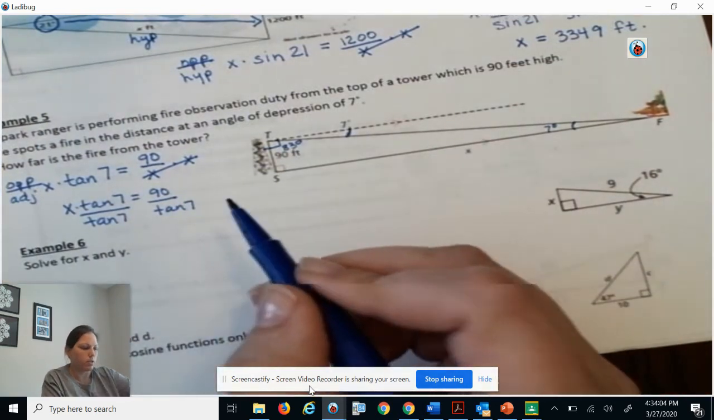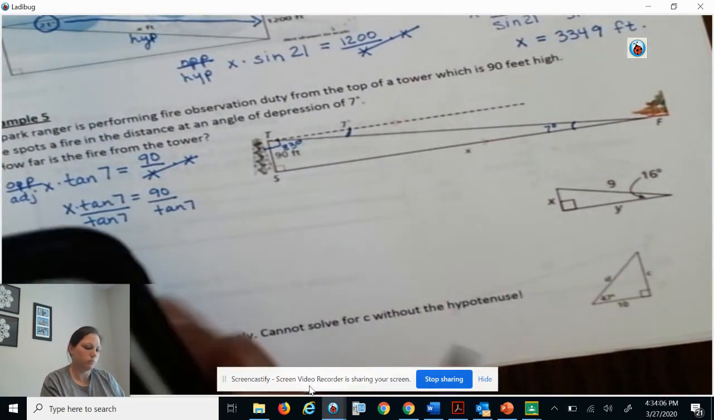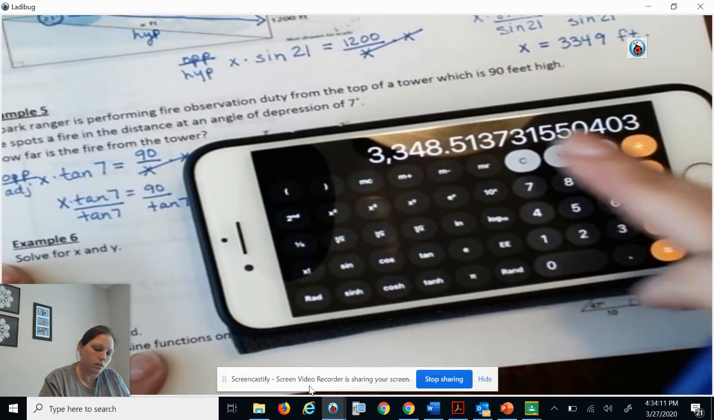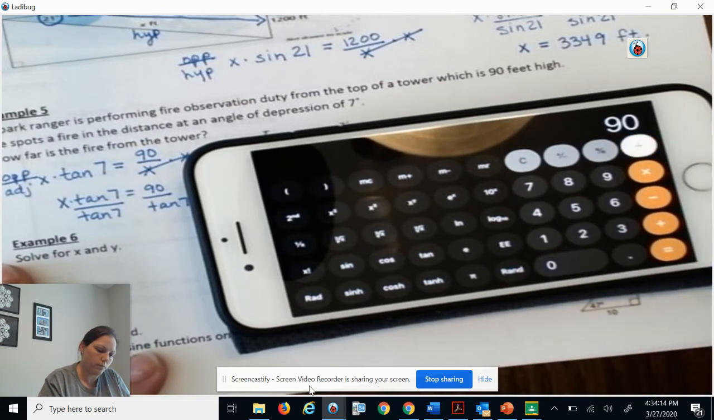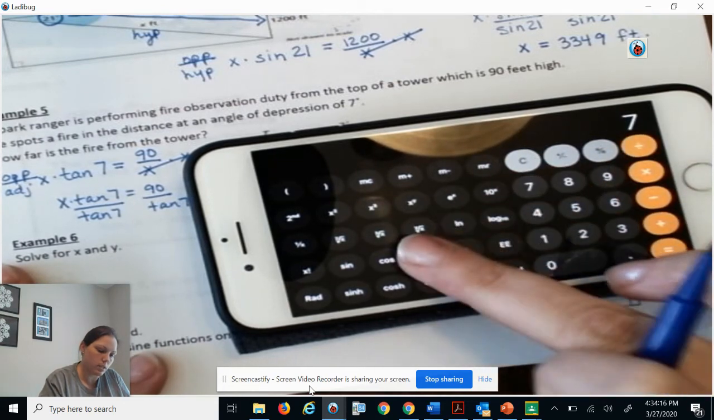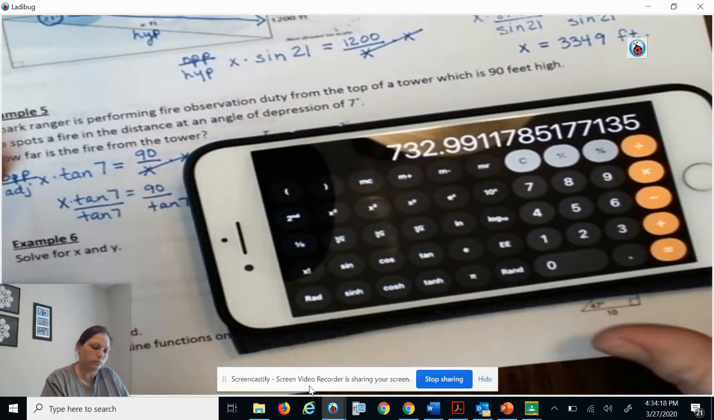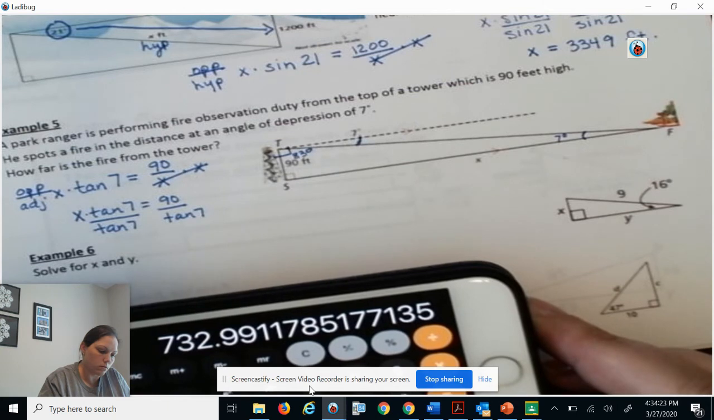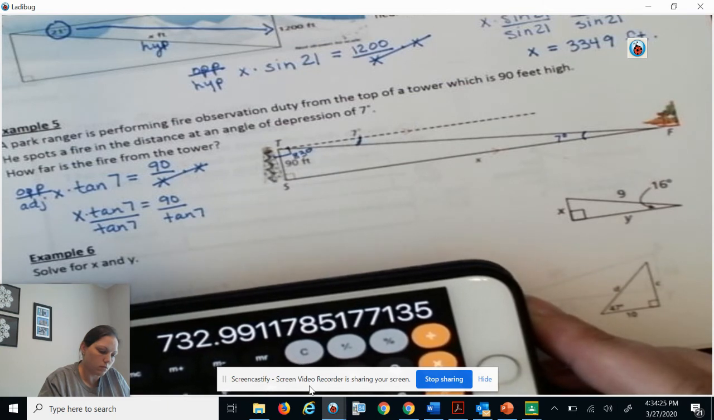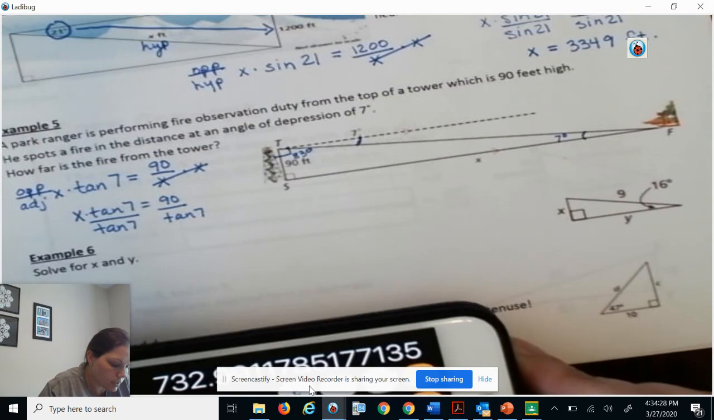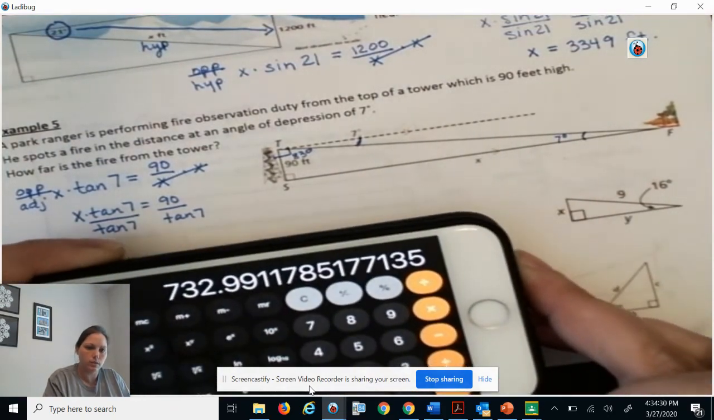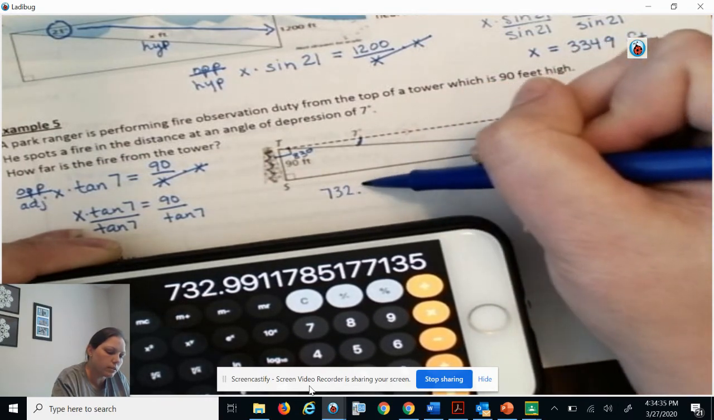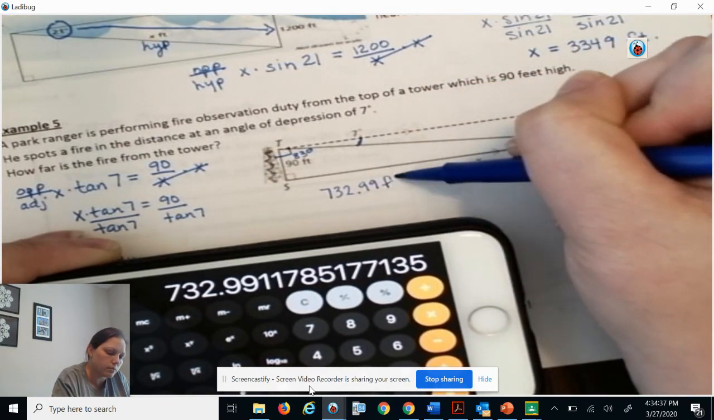And then it's time for the calculator. Okay, I'm going to use this one first because it came up first. So 90 divide 7 tangent equals. Nearest... how far is it from the tower? It doesn't tell us, so we'll use 2 decimal places. Okay, so that's 732.9 feet.